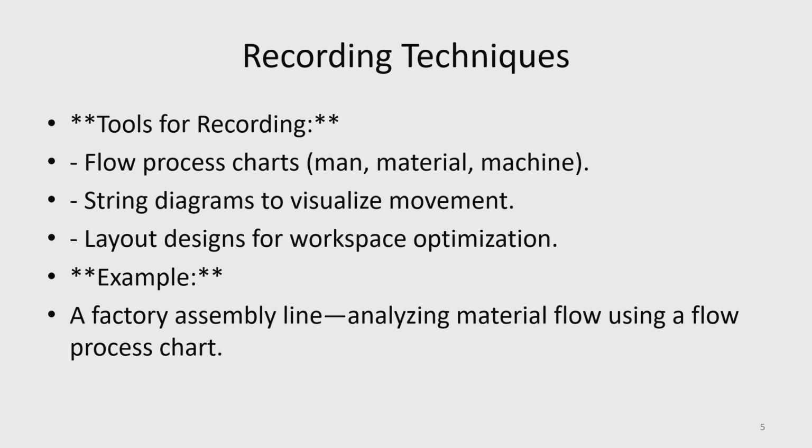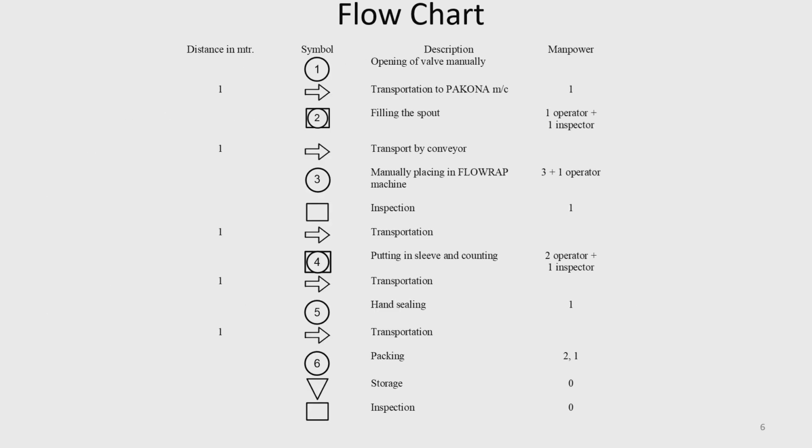Now I am giving an example: a factory assembly line analyzing material flow using a flow process chart. I am giving this chart from a practical industry where I did some work. They were making some type of cream in a continuous process mode. There are machines and there is a complete line. It is a chemical plant where they are making a cream to put on the body. I have made one column, distance in meter. Then I have made several symbols, which are generally used. Then description of the activity, and then manpower needed.